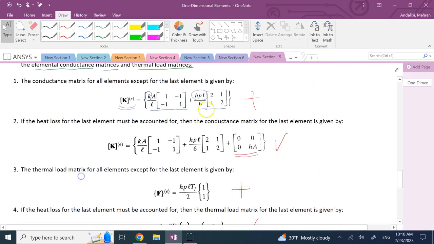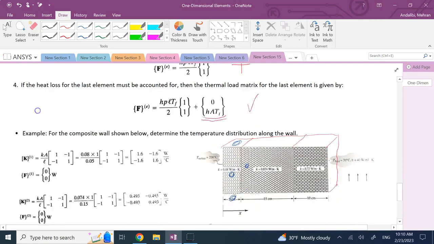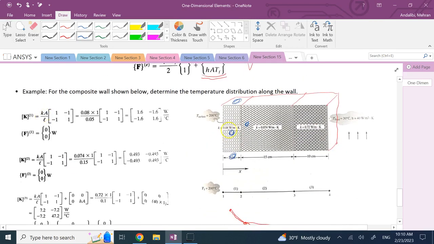So that H term here is going to go to 0 because I don't have fluid on the perimeter of it. The only term I have is conductance, Ka over L, and that's what you see over here. The K is plugged in, 0.08, A is plugged in, which is 1 here. We assume 1 to make the problem simple. So we assume that the A for all of these objects is 1 unit, and L here is 0.05 or 5 centimeters. And so in terms of watts per degree Celsius, this is going to be the K for matrix 1.